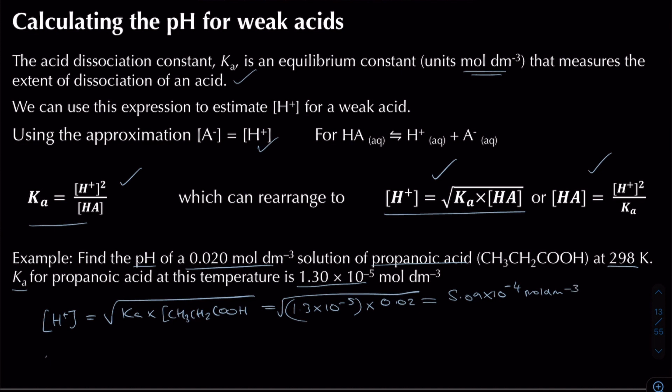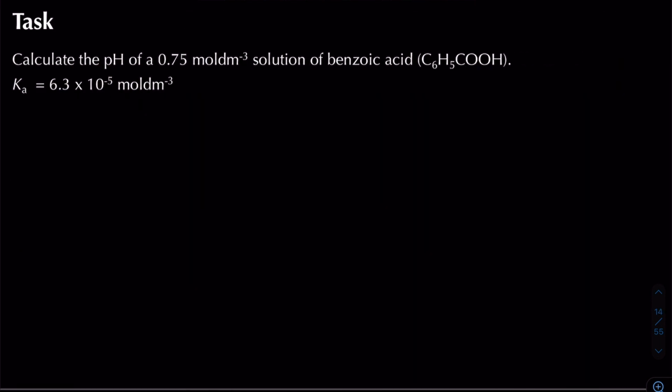So to find the pH value, what do I need to do? Well, I'll just do minus log of that. So I'm going to do minus log of 5.09 times 10 to the power of minus 4. Then we put it in our calculator, and we end up with a value of 3.29 for the pH. You get one mark here and then one mark over here as well. So moving on, I've got a task here for you to do. Feel free to pause the video and have a go.